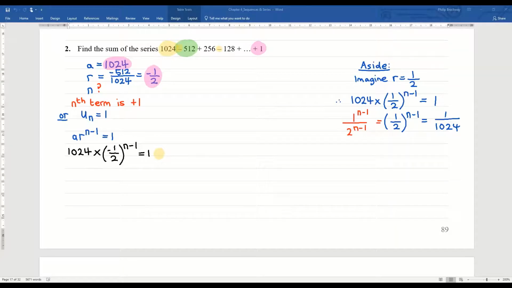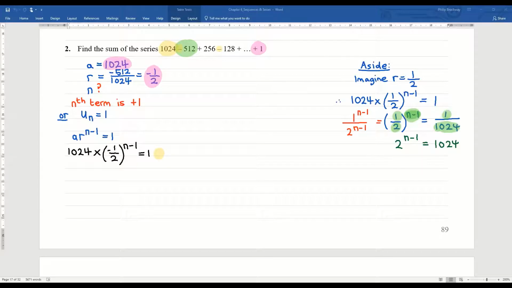And then remember, obviously, 1 to the power anything is just 1. So if we flip both sides over, we're going to get 2 to the power n subtract 1 must equal 1024. And you can also see, if we just compare numerators and denominators, the 1 to the power n subtract 1 corresponds to 1, and the 2 to the power n subtract 1 corresponds to 1024. So you can think of it like that.